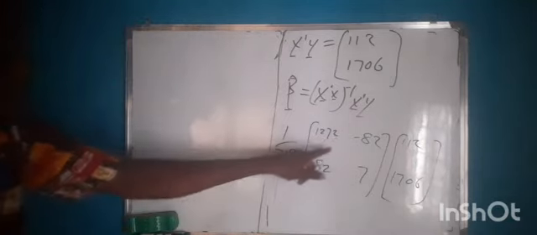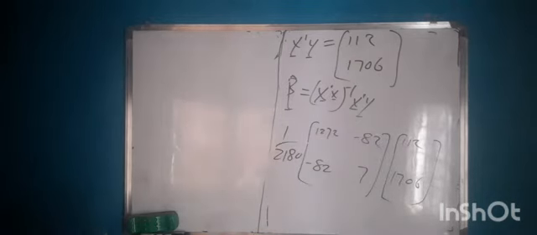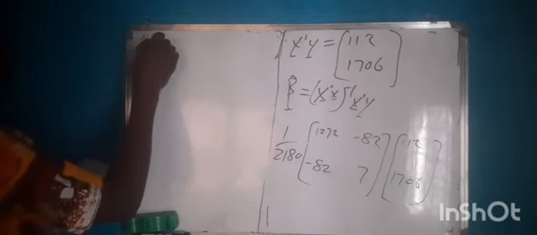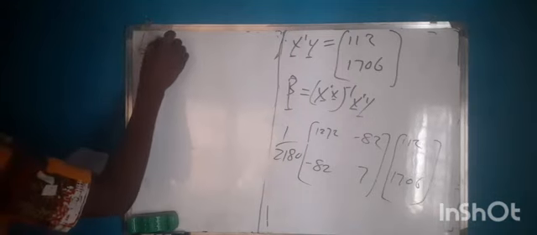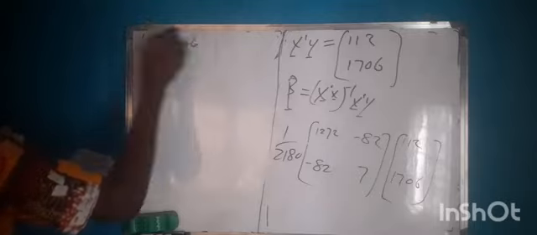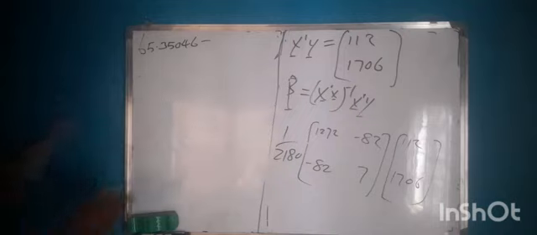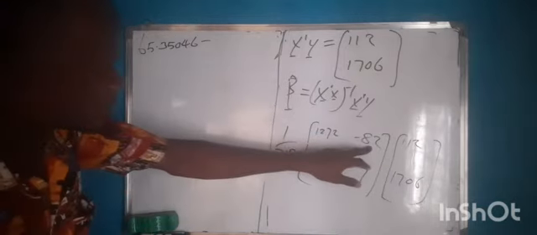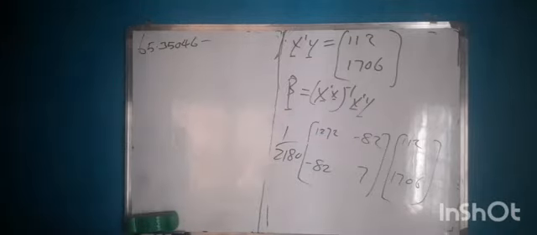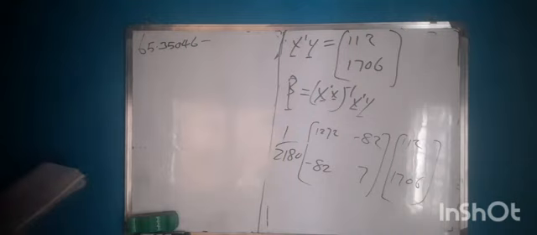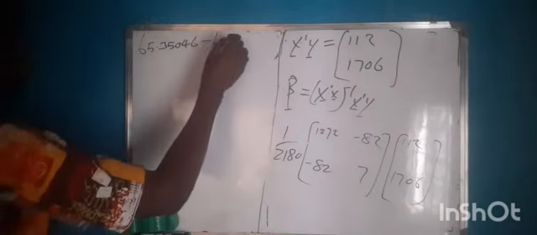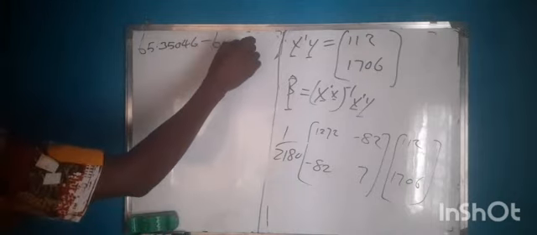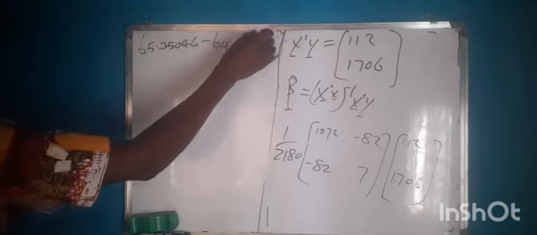So, this is multiplying all these things in this bracket. 1272 all over 2180 multiplied by this will give us 65.35046, minus 82 times this divided by 2180 will give you 64.170642.